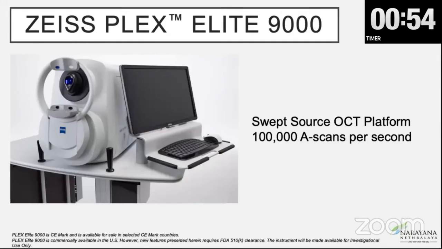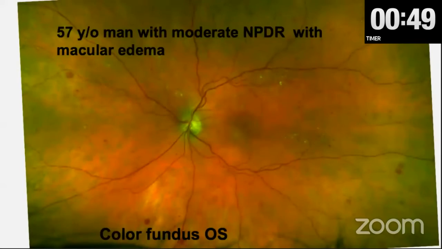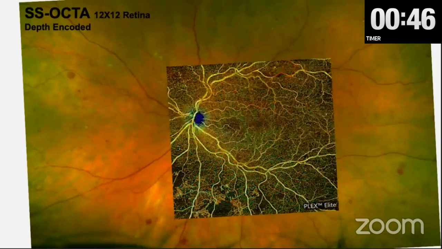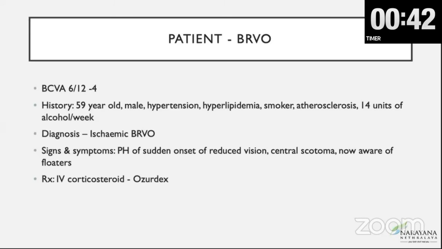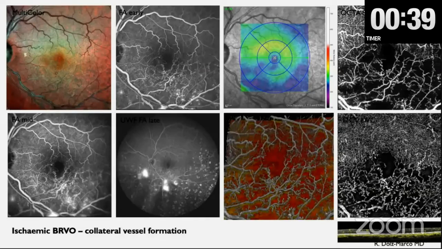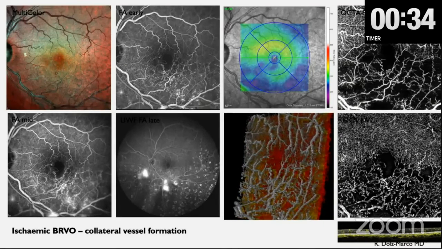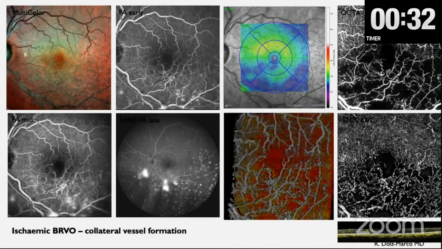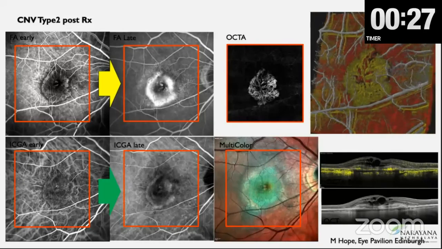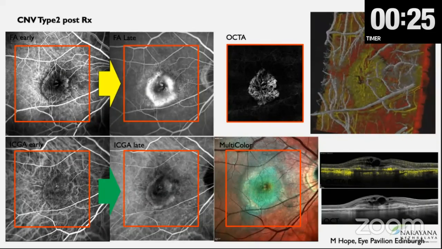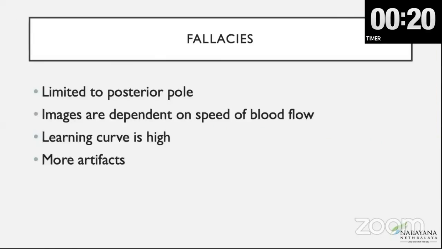Just coming to some of the recent advances, this is the Plex Elite, where we're getting up to 12 millimeter scans beyond what we're seeing. And we're also able to montage these images to better diagnose and treat and monitor our patients. This is quickly one patient with BRVO on the Spectralis OCTA. It's beautiful where you can see the 3D imaging and the non-perfusion areas as well. This is another patient with a type 2 CNV where we have used FA, ICGA and multicolor OCTA, where the 3D nature actually shows us the depth of the lesion very, very well.